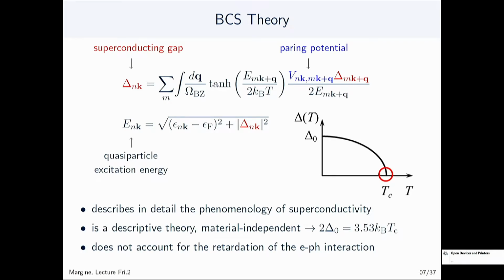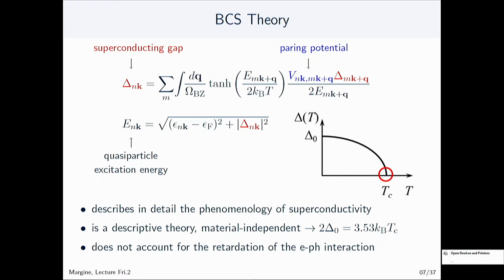So just to summarize briefly the BCS theory, this theory describes in detail the phenomenology of superconductivity. However, you should still keep in mind that this is a descriptive theory, in other words, it's materials independent. In fact, it predicts a relationship between the superconducting gap at 0 Kelvin and the critical temperature. And most importantly, the theory does not account for the retardation of the electron-phonon interaction.